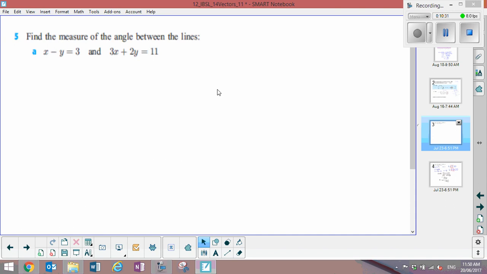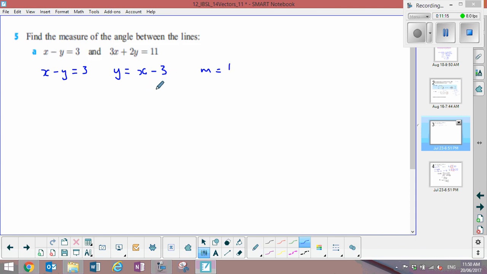The last one we want to have a look at is the angle between these 2 lines. So here we've got 2 lines in a 2-dimensional space, and we need to find the angle. So we need to find their direction vectors. To get the direction vectors of the line, we need to come back 1 step and come up with their gradient. So if we take the line x minus y equals 3, we can rearrange that into our y equals mx plus b form. So y equals x minus 3, which means the gradient of this line is 1.